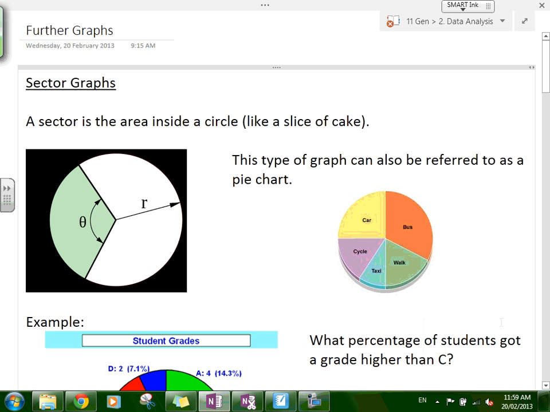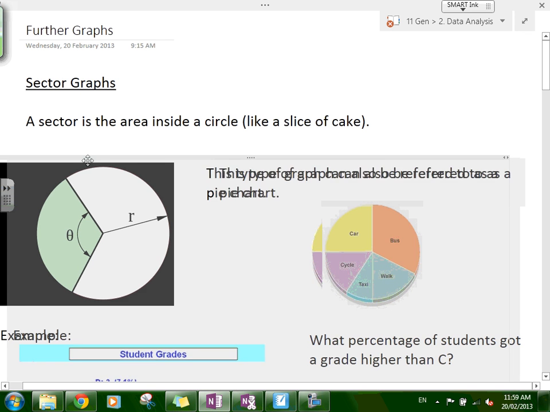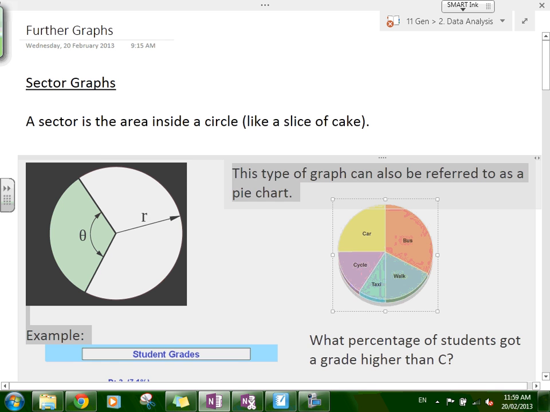See how we go. Okay, so today we're talking about further graphs. The first one we're going to talk about is sector graphs. As the name suggests, the sector is this section. This is a sector. This is a sector, a circle.